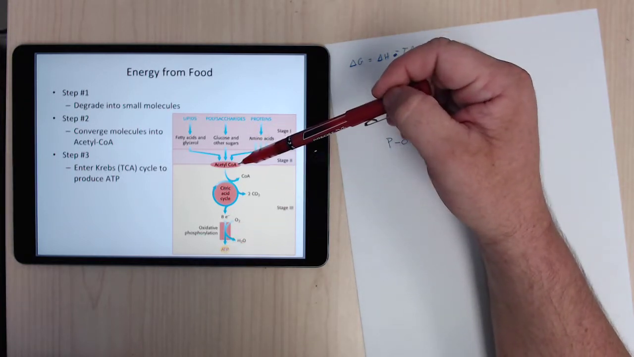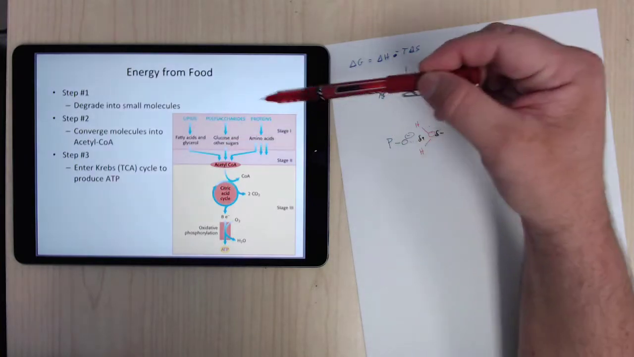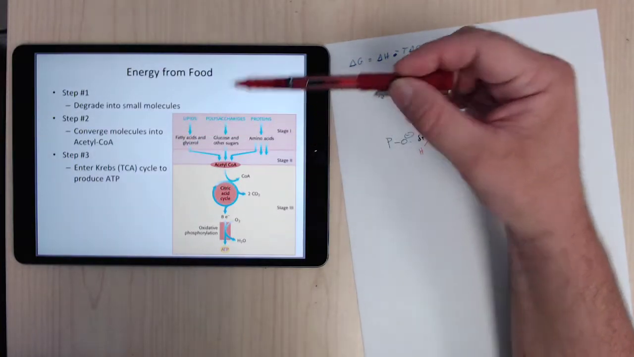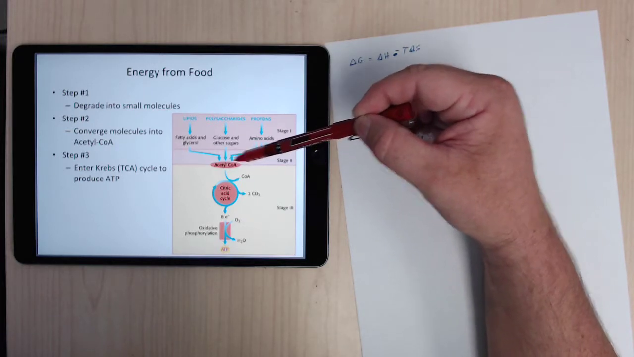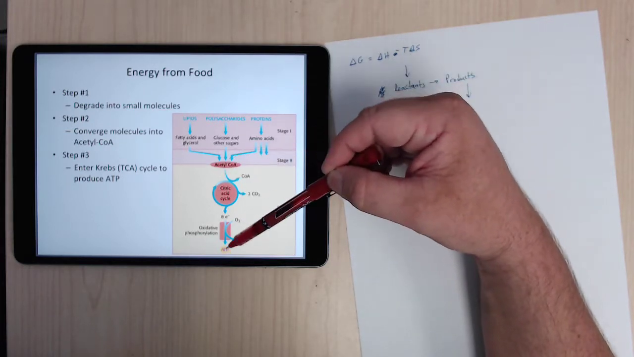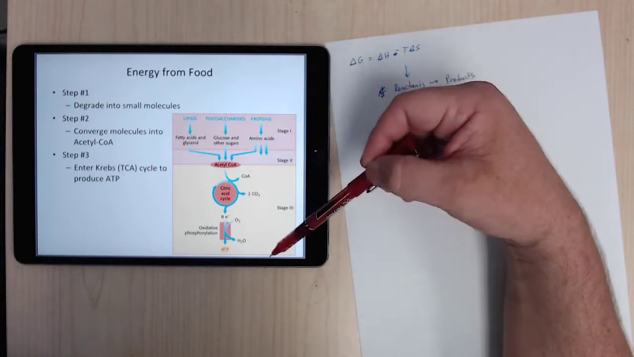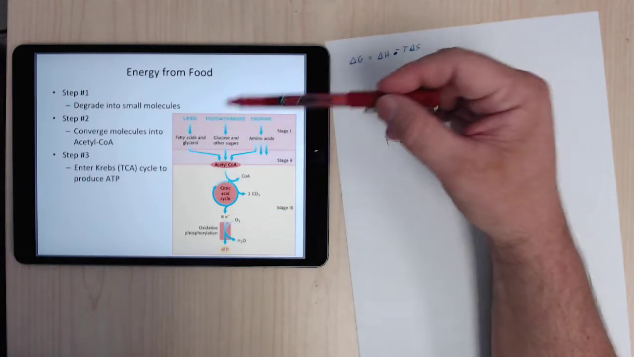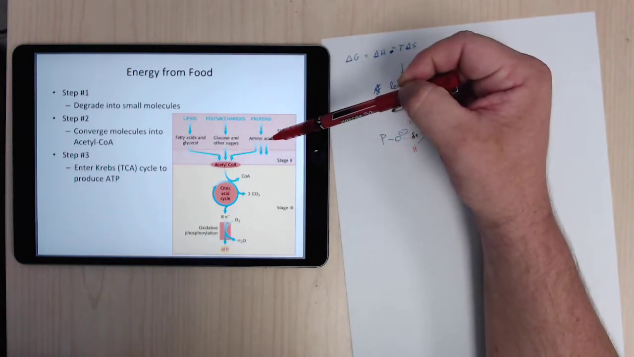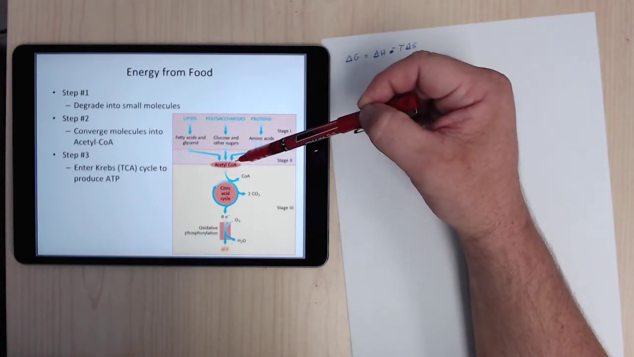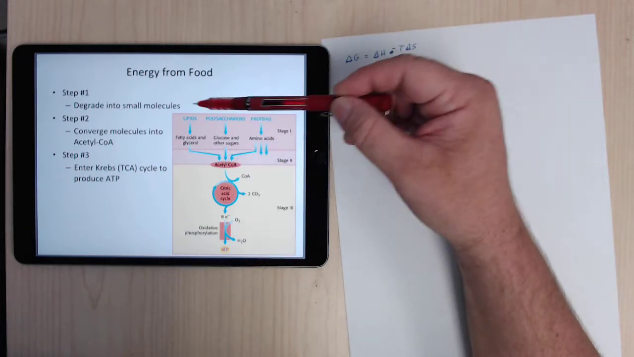So even though the first part is different, this allows flexibility by funneling everything into the same process, so you don't have to build completely separate pathways for the proteins or for polysaccharides or lipids. You only have to deal with this first stage, getting this stuff into acetyl-CoA, and from there everything works the same no matter where you started.